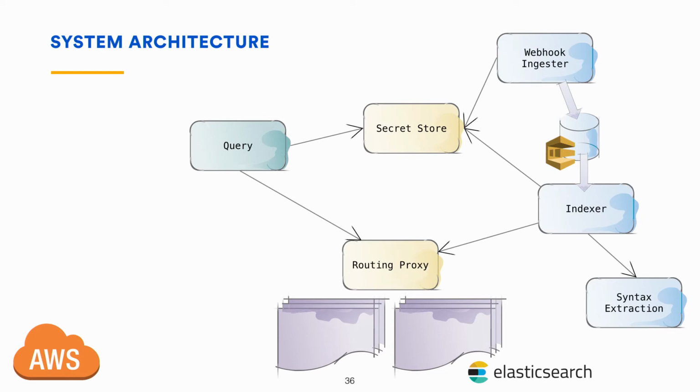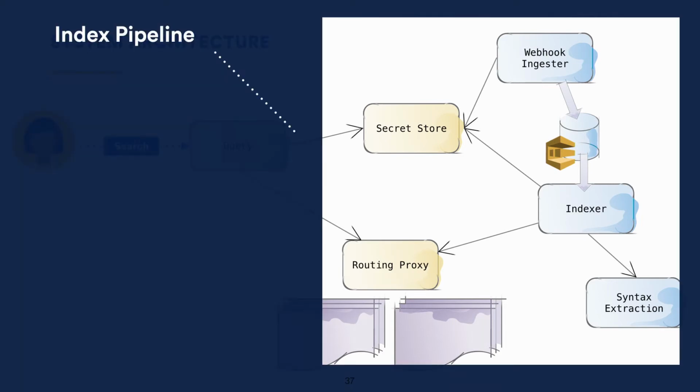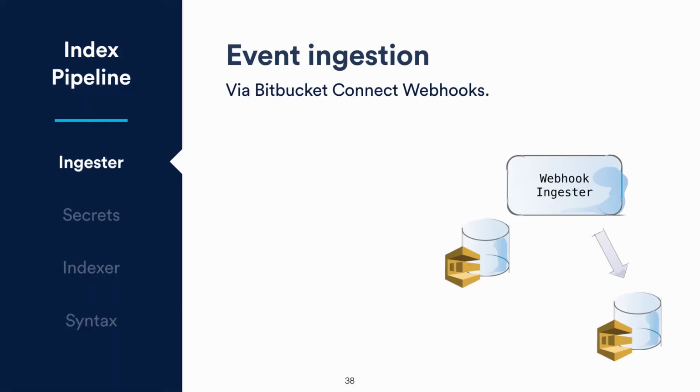Let's now look at some of the different components, and let's start with the indexing pipeline. So its goal is to essentially get all the changes from Bitbucket into Elasticsearch at the end of the day. So we are interested in all changes to repositories. That includes users pushing changes or merging pull requests or doing online edits. And for those events, we use Bitbucket Connect webhooks.